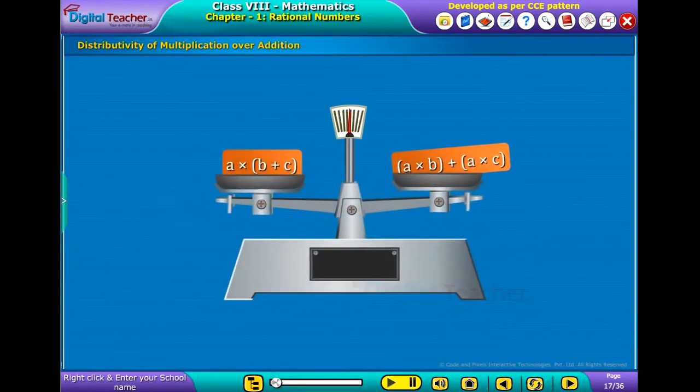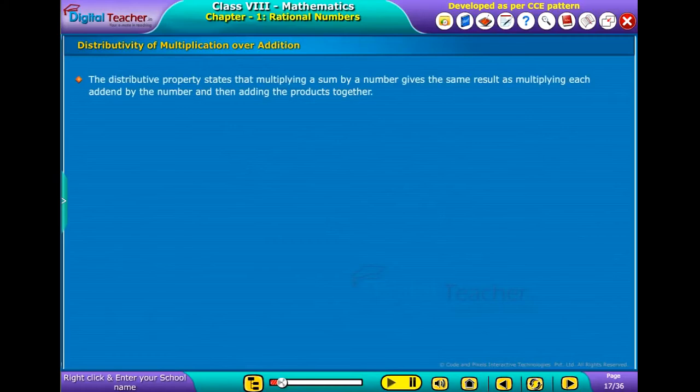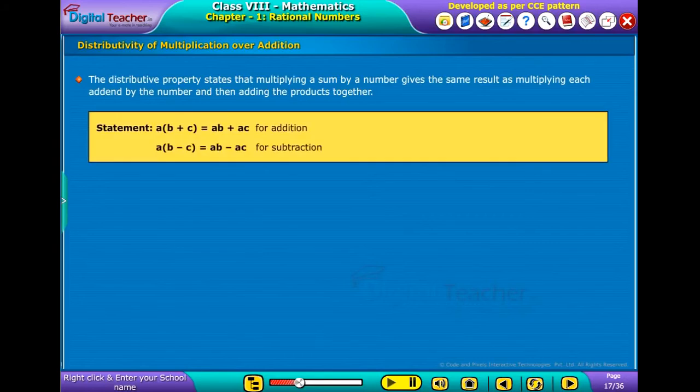Distributivity of multiplication over addition. The distributive property states that multiplying a sum by a number gives the same result as multiplying each addend by the number and then adding the products together. Statement: a × (b + c) equal to ab + ac for addition. a × (b - c) equal to ab - ac for subtraction.